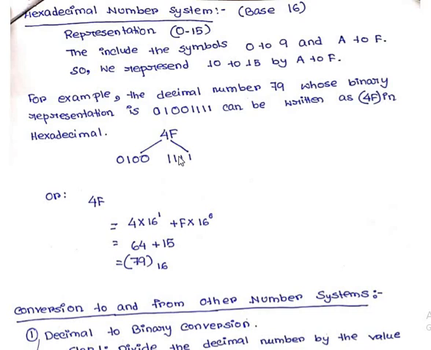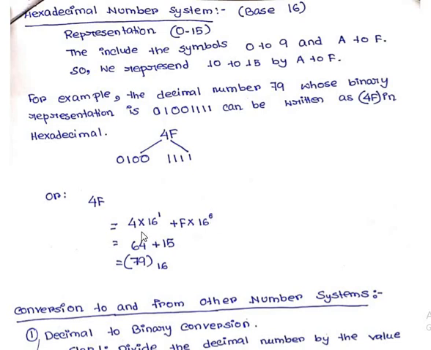Now one more way is there. I will write directly the digits separately, that is 4 and F, and I will multiply 16 with each digit, and I will increase the power of 16 from right towards the left. Here I have done this: I have multiplied F with 16 to the power 0, I have multiplied 4 with 16 to the power 1.